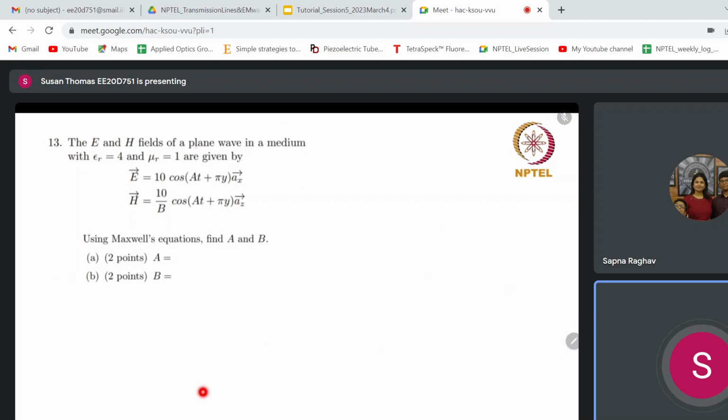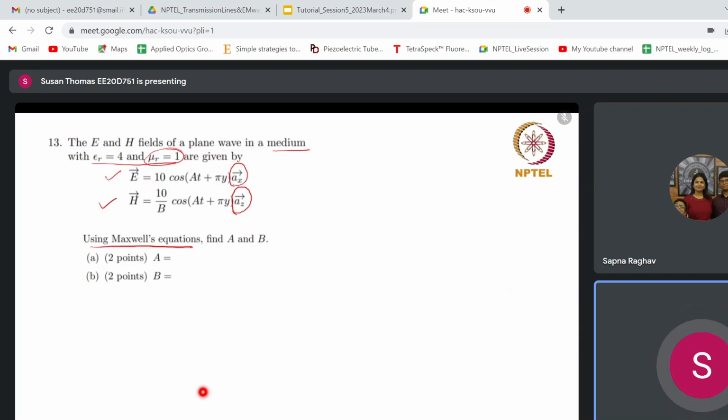So, electric and magnetic fields of a plane wave in a medium. Okay, it's not free space, it's a medium. Please note that there is relative permittivity and relative permeability, although this is one. We don't have to worry about that. The electric and magnetic fields are given, so directly it is understood that the electric field has an X component and the magnetic field has a Z component. Using Maxwell equations, find A and B. So we need to find those A and B, and we need to take the help of Maxwell equations.